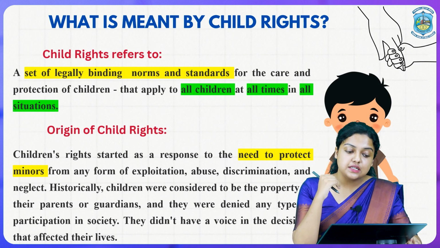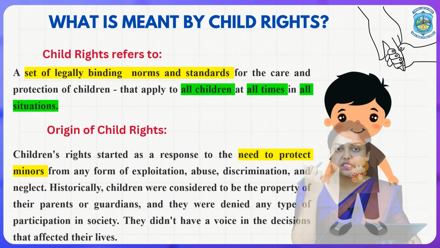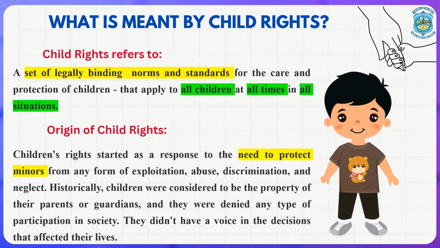And what is the origin of child rights? Children's rights started as a response to the need to protect minors from any form of exploitation, abuse, discrimination and neglect. In newspapers daily we can see one or two cases of children facing physical or mental abuse. Because of that it was necessary to bring in child rights. Historically, children were considered the property of their parents or guardians and were denied any type of participation in society. They did not have a voice in the decisions that affected their lives, because most decisions were taken by the parents or guardians for the children.